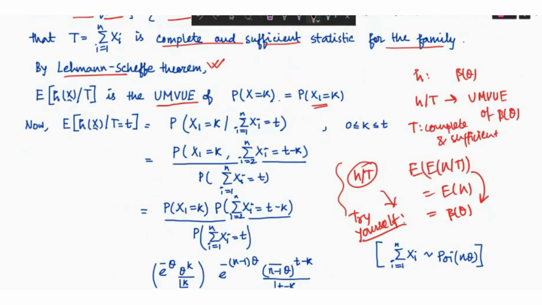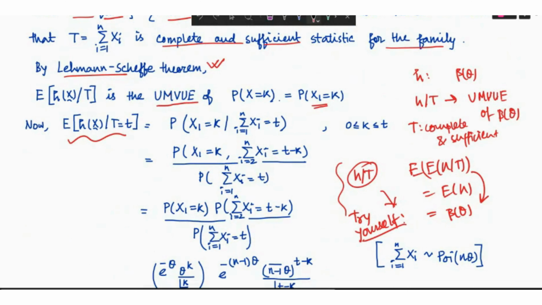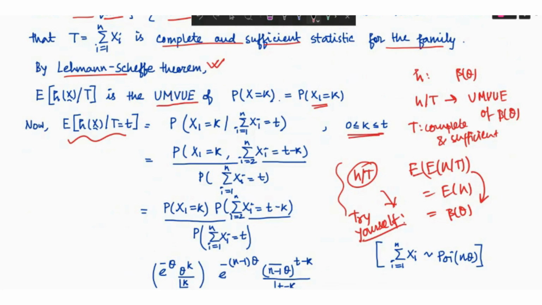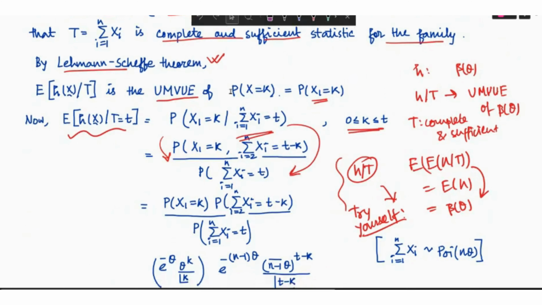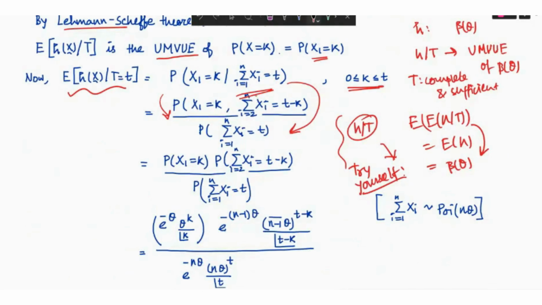So we have to find the expectation of H(X) given T. To find that, we find the expectation of H(X) given T equal to t, which is probability of X1 equal to k given summation X equal to t, for k lies between 0 to t. If we break the probability, by definition, it is probability of X1 equal to k intersection summation Xi, i equal to 2 to n, equal to t minus k, because X1 equal to k is already considered here, and this becomes the denominator.